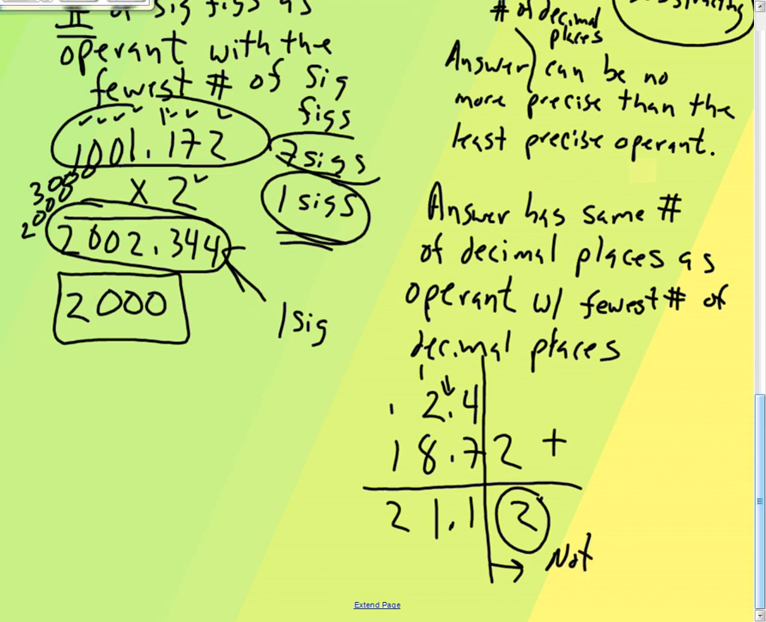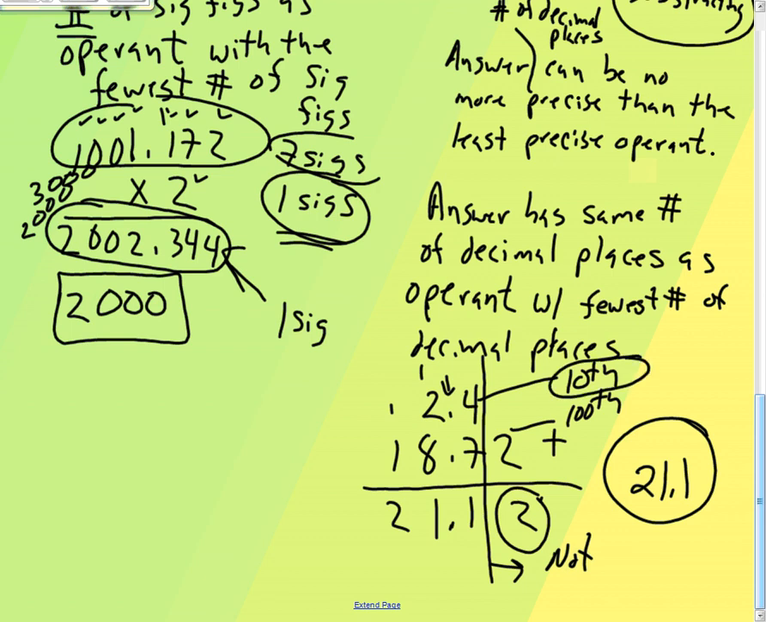My answer, when I add 2.4 to 18.72, is 21.1 because I can only have what? My 4 is in the tenths column. My 2 is in the hundredths column. Which of these is least precise? Tenths is least precise, meaning the smallest decimal place in my answer can only be the tenths. Got it? Good. Let's see if you can do this on your own.